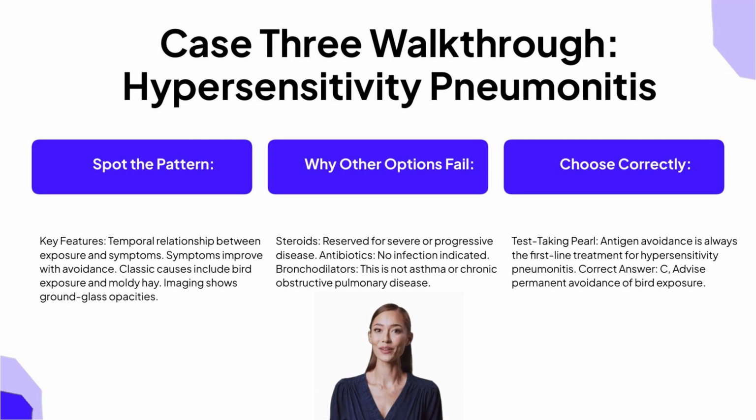Here's your test-taking pearl. Antigen avoidance is always the first-line treatment for hypersensitivity pneumonitis. You have to remove the exposure before anything else. The answer is C. Advise permanent avoidance of bird exposure.